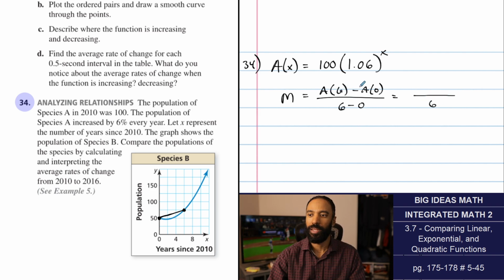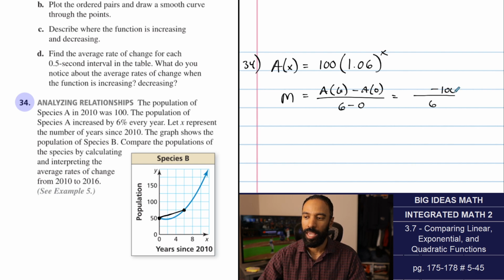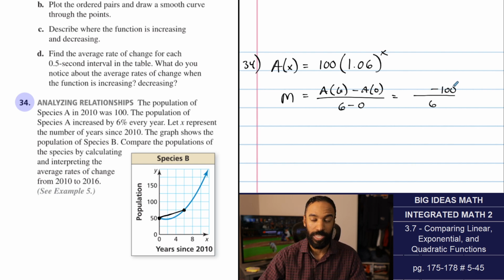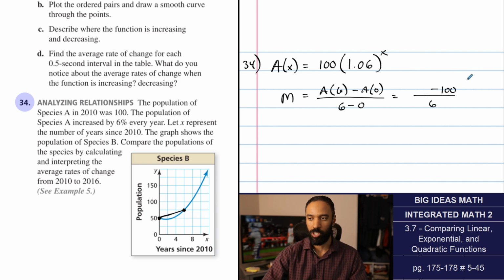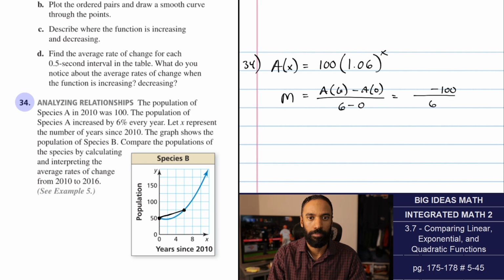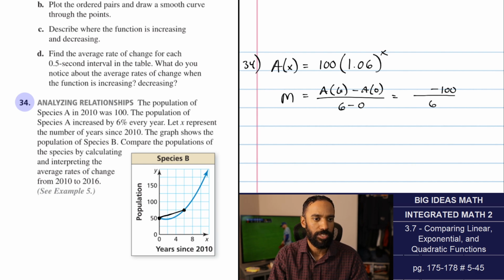So I got to figure out, now A of 0 I know is 100. In year 0, in year 2010, there were 100, the population of the species was 100 things. Now I got to plug in 6 into my calculator for this other guy here. 100 times 1.06, that's a 6% increase, raised to the 6th power. I missed a parenthesis, give me a second. Raised to the 6th power.